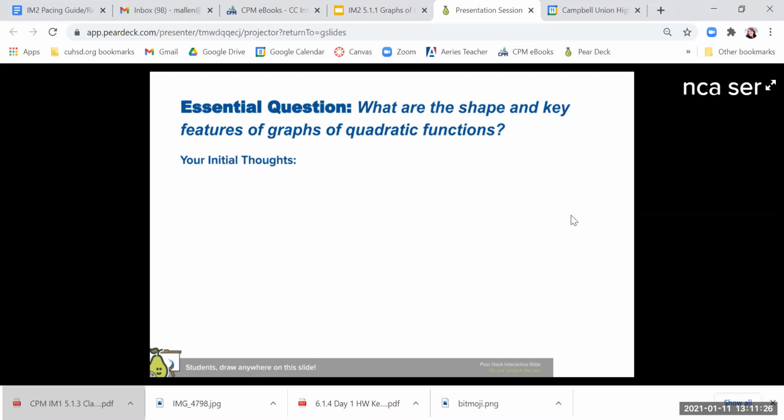So I'd like you just to take about 20 seconds and jot down anything you can think of involving the shape of a quadratic function or its key features. And if all you've got is that I just told you it was a parabola, then go ahead and put that, okay?